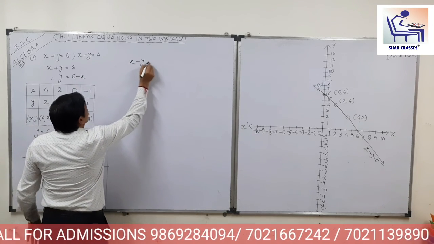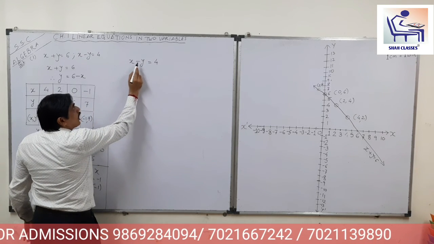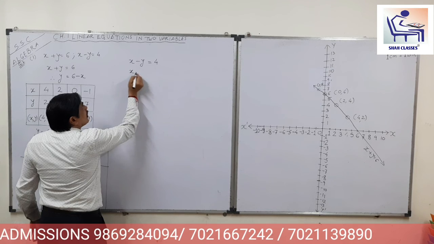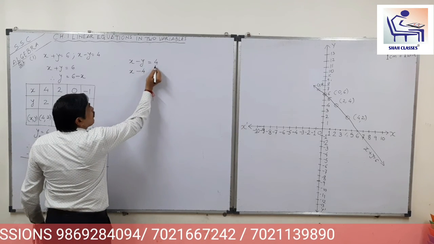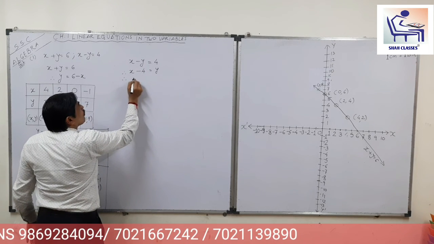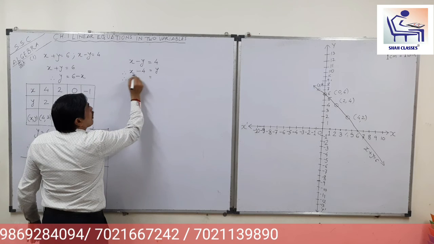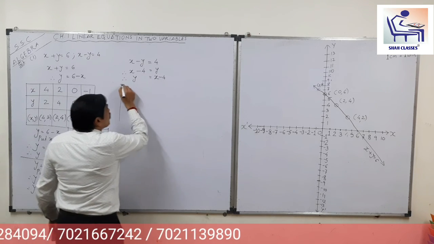First we find the value of y. In this there is a minus y. So this transfers to the other side. And this 4 comes on the opposite side, so this positive 4 becomes negative and minus y becomes plus y. So we got the value of y as x minus 4. And now we will draw the table.